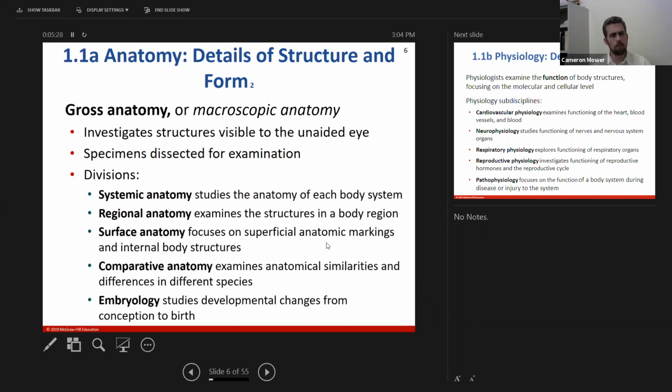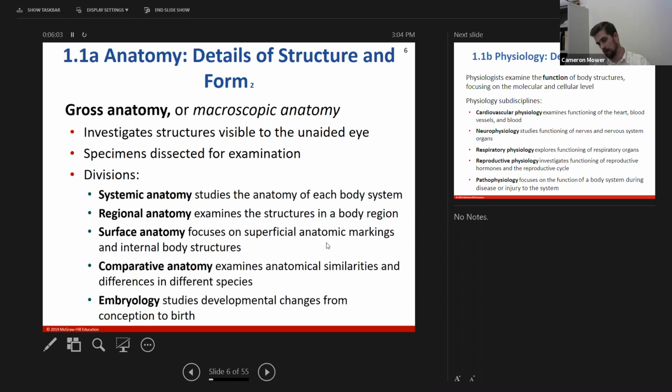These are all really important because it allows us to look at different structures and then classify them based on what they're doing. Systemic anatomy, we're going to be looking at the anatomy of each body system. Regional anatomy is going to be looking at the structures in a region of the body. And then comparative anatomy is going to be looking at anatomical similarities and differences in different species, similar species, and all of the different species on Earth.